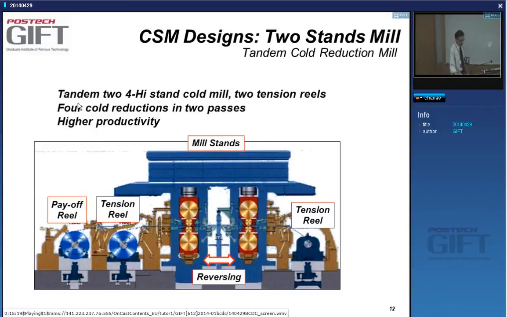Okay, and that's very common, these reversing mills, yes? And you produce pup coils, and you then sell the pup coils also to smaller companies that can do something with them.